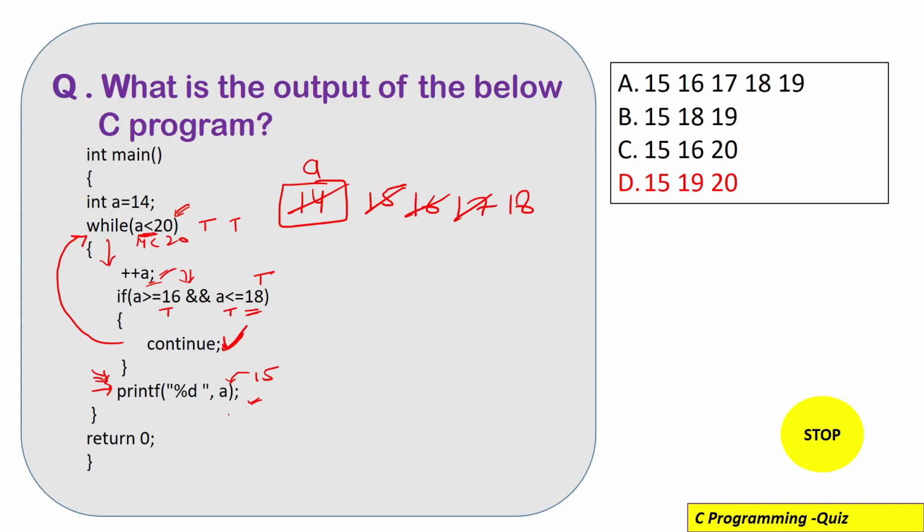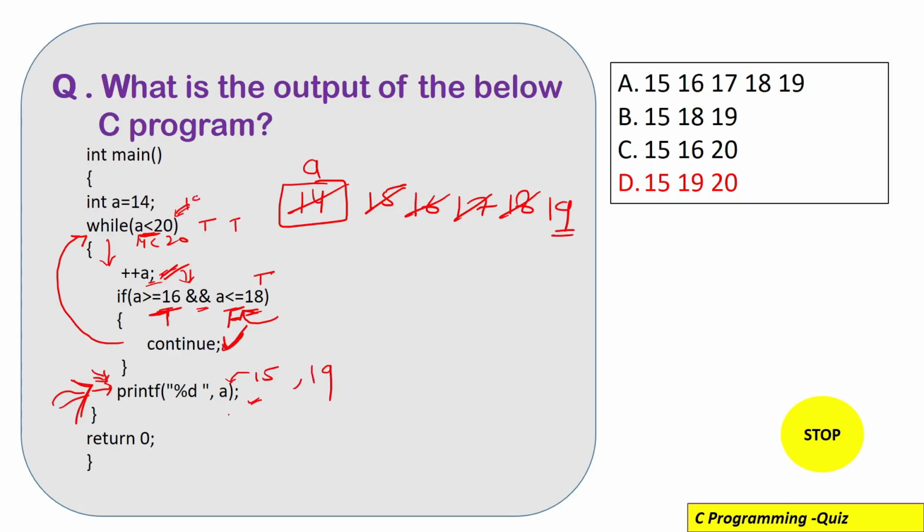Now we see that 18 is lesser than 20, so a will first become 19. Then we see that this condition will be false. Why? Because 19 is greater than 16, which is true, but 19 is not lesser than 18. So this will be false, and the if is false. So we will come to this printf line and print 19. So my next output will be 19.